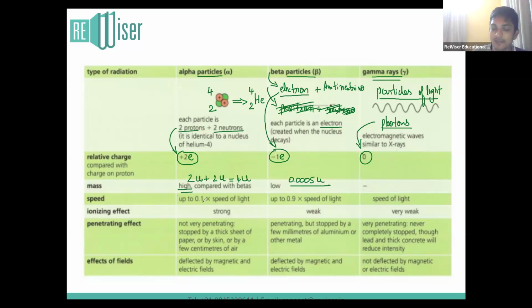Speed: alpha particles' speed can be up to 0.1, that is 10% of the speed of light. Beta particles can reach speeds up to 90% the speed of light.